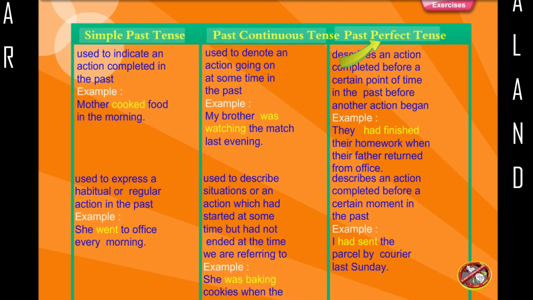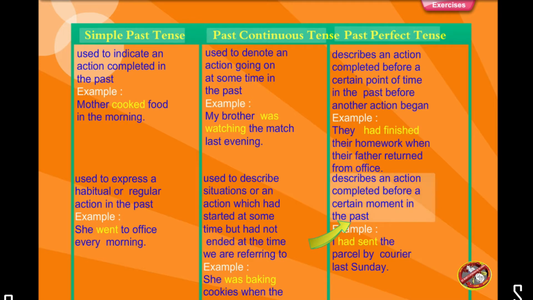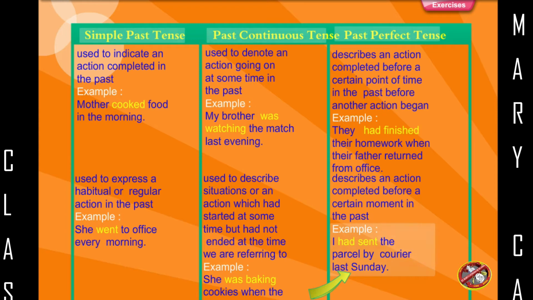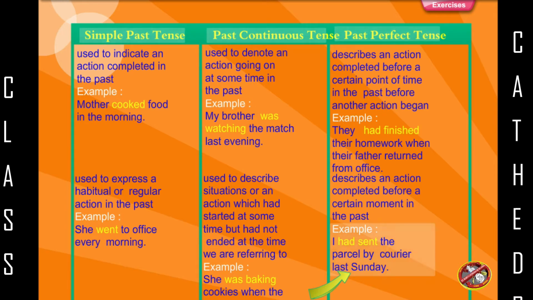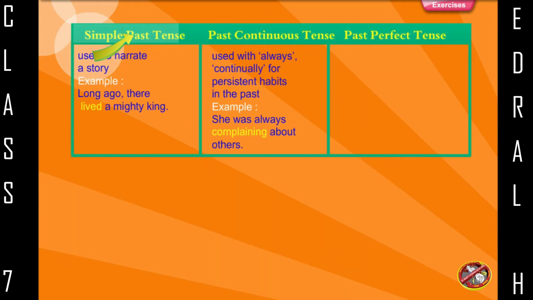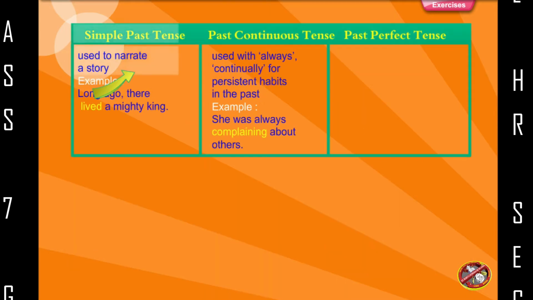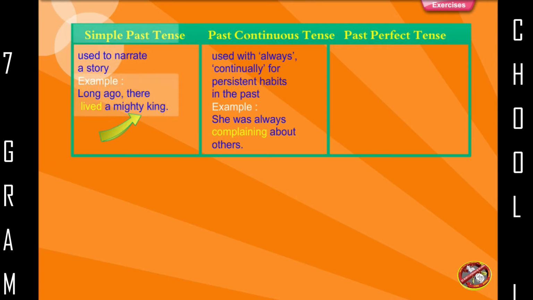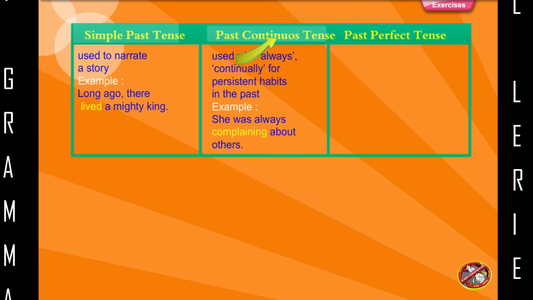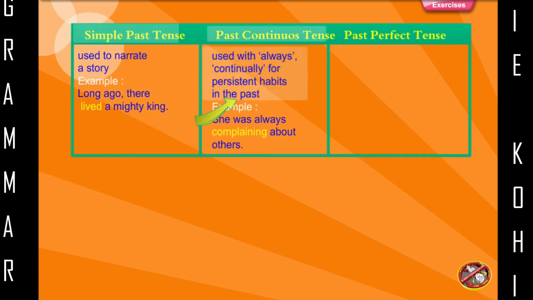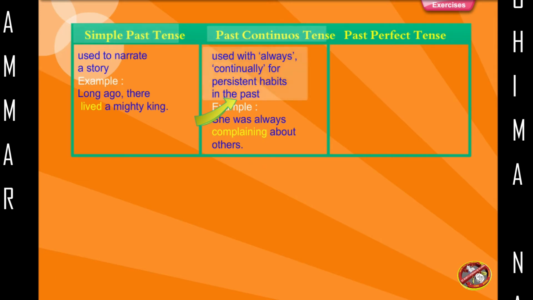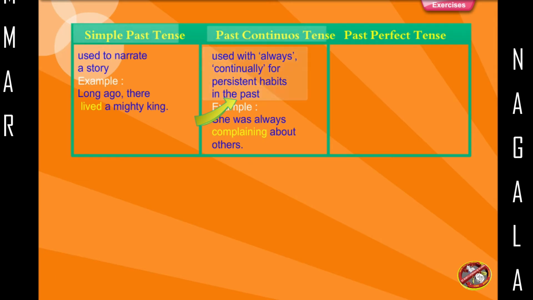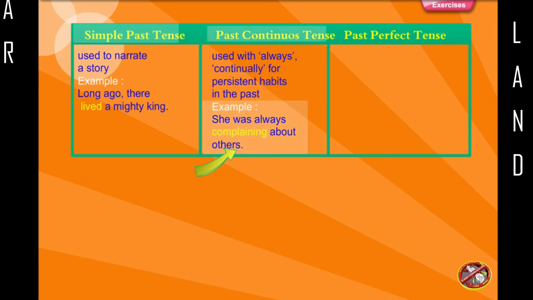Past perfect tense. Describes an action completed before a certain moment in the past. Example: I had sent the parcel by courier last Sunday. Simple past tense. Used to narrate a story. Example: Long ago there lived a mighty king. Past continuous tense. Used with always, continually, for persistent habits in the past. Example: She was always complaining about others.